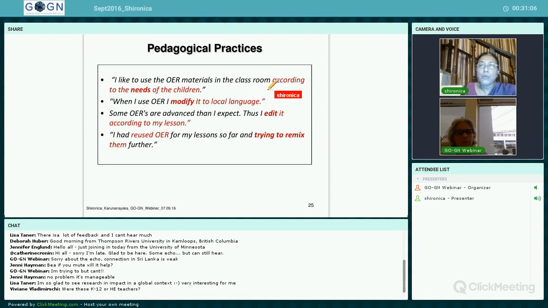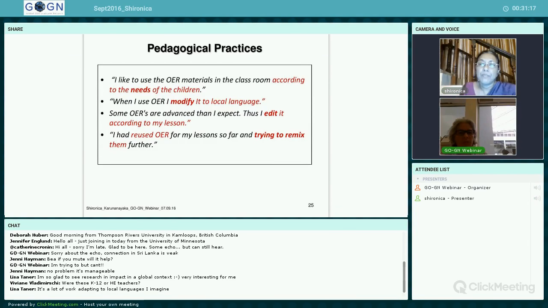But after some time, we could see they were trying to find OER and then change it according to their needs, according to the needs of the children, and edit it according to their lesson, that is revising and modifying it into local languages, actually translating. They started translating them into the two local languages and also trying to remix. I think this is an important part, that we can see gradually they have come up to this stage. Now when they knew there's permission for them to do all these things, they started doing this. So that's the change of practice we observe by the end of the intervention.